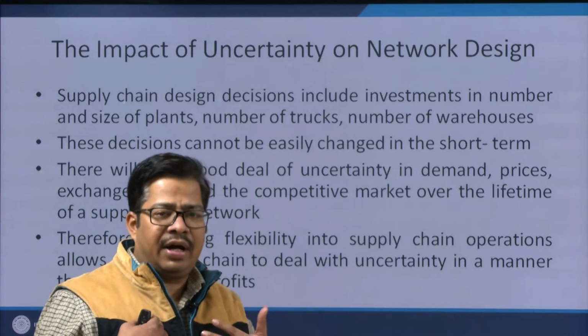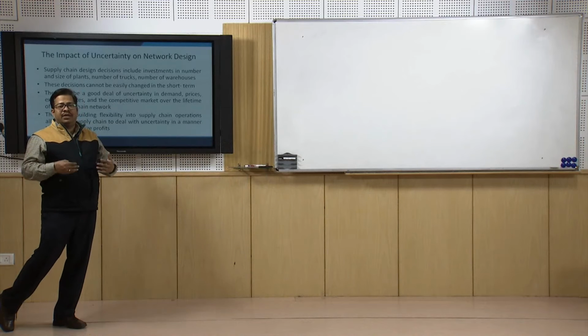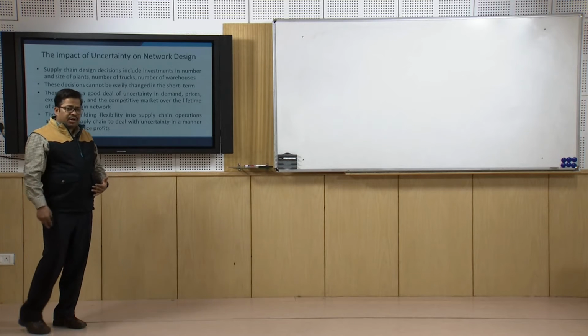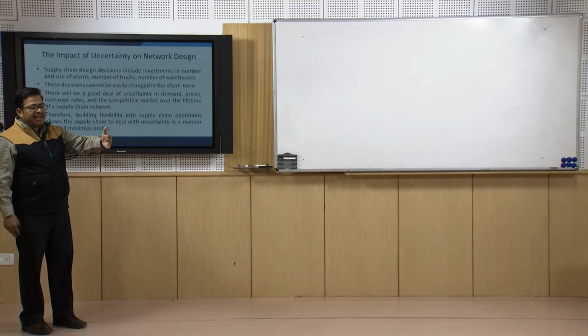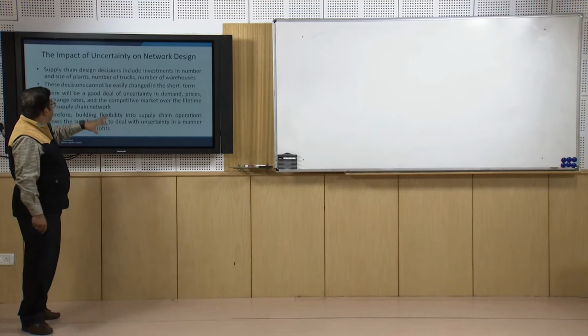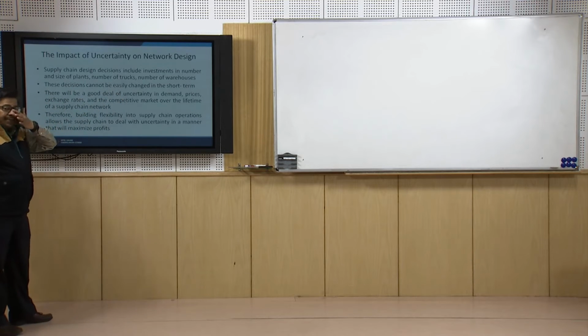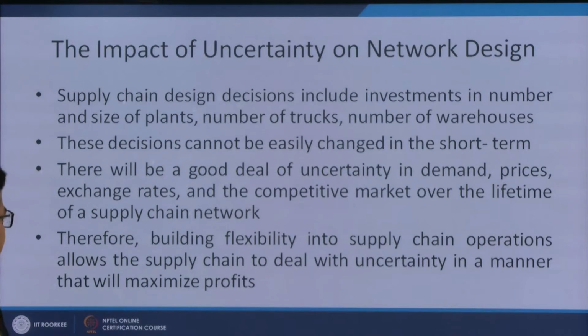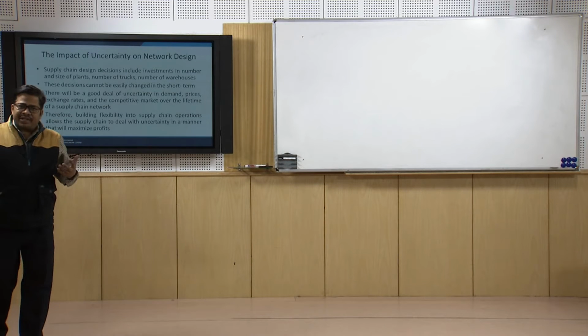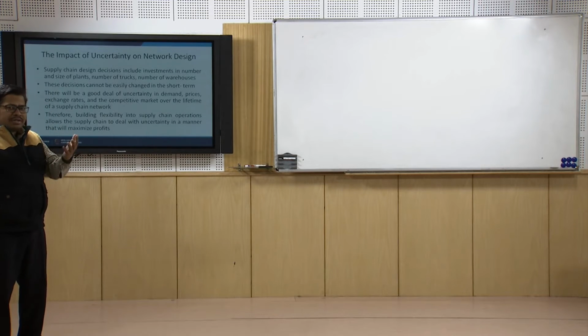So if I am Maruti Udyog Limited, if I am Hero Honda, if I am LG, if I am Samsung, I look up to that stage where I need to provide the finished goods in my warehouse. So these are the decisions which I am looking at with respect to network design, and where uncertainty can play a very important role. Now another important thing with respect to network design is that you cannot easily change these decisions.